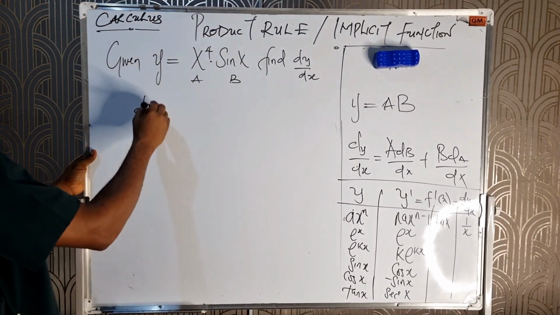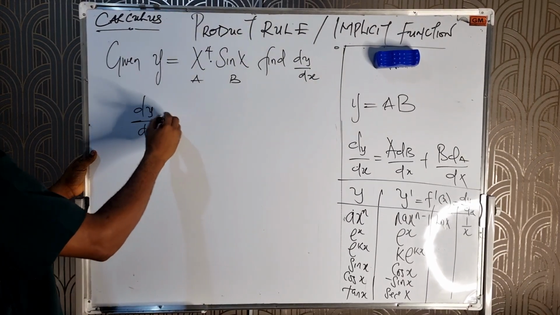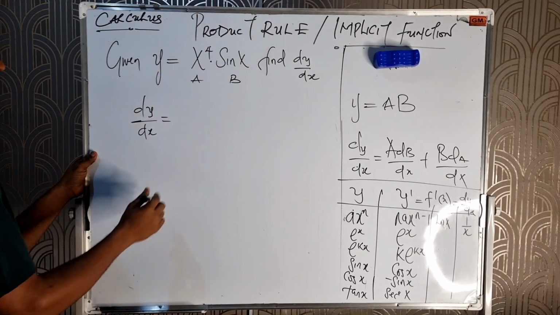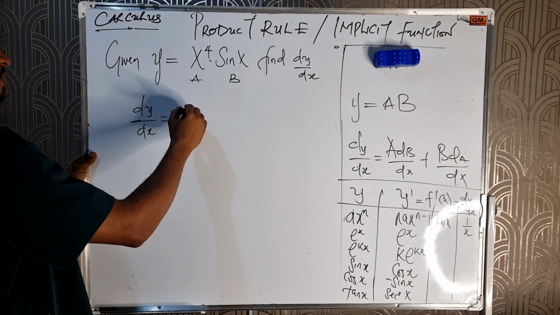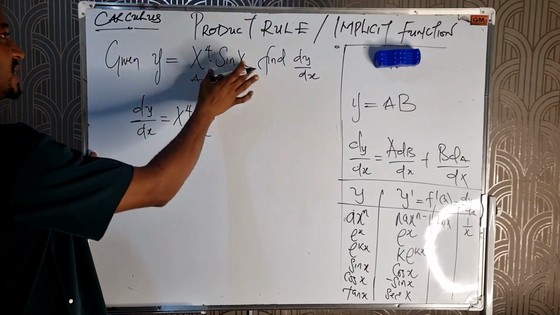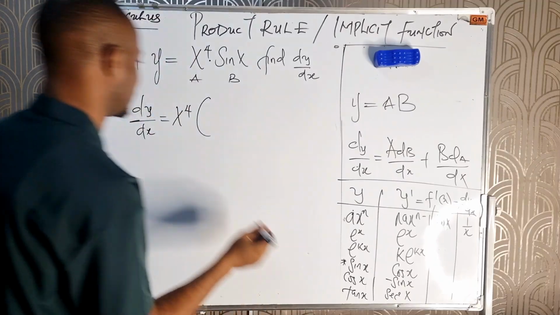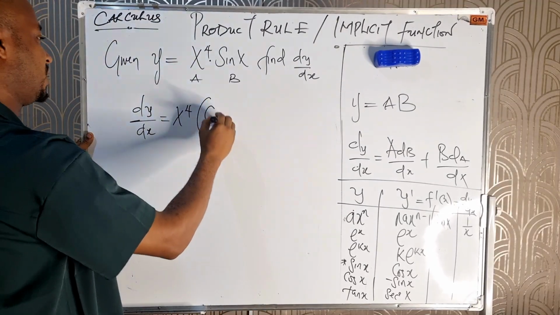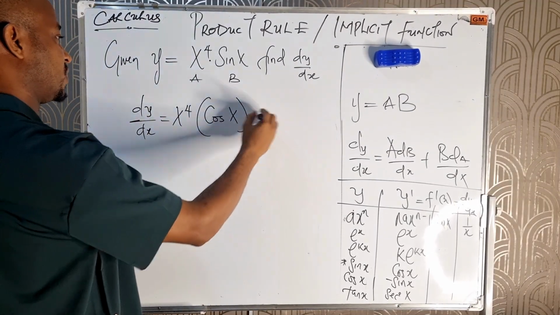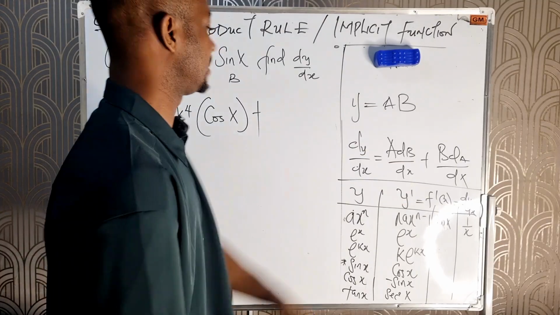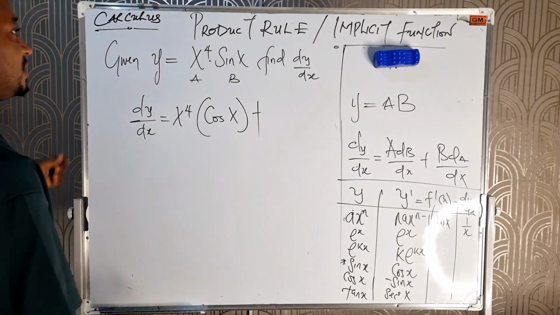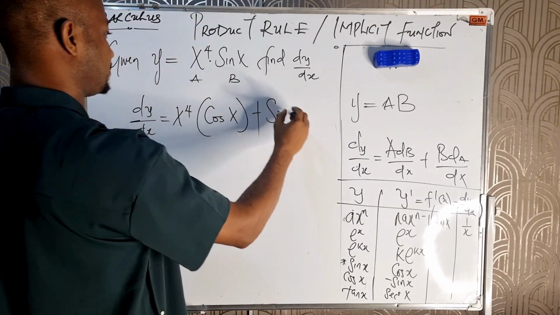Our dy/dx will be, I'll keep this constant, x to the power of 4. I'll differentiate sine x. The derivative of sine x is simply cos x. So we have here cos x. Then put a plus sign. Then what do we keep constant now? We keep sine x constant.